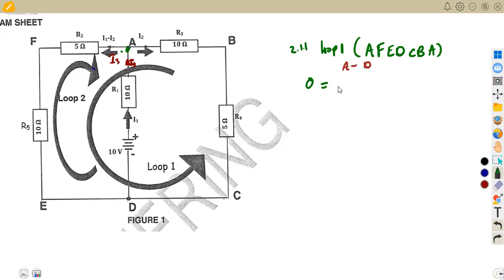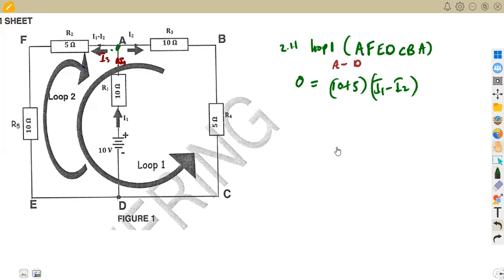So we are going to have a positive. Just add the resistances, 10 plus 5, because all of this is affected by the same current. So you add 10 plus 5 times the current, which is I1 minus I2, representing I3. Like I said, they are following the same direction, so it is going to be positive.